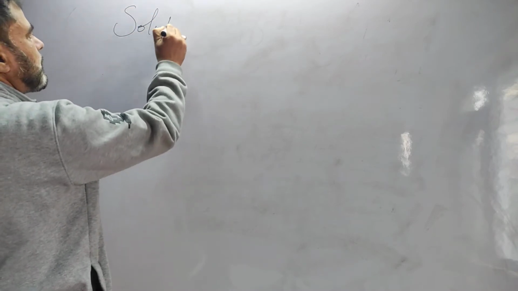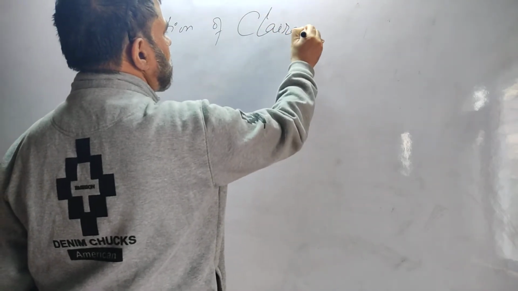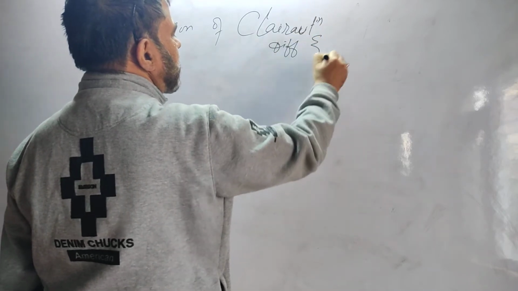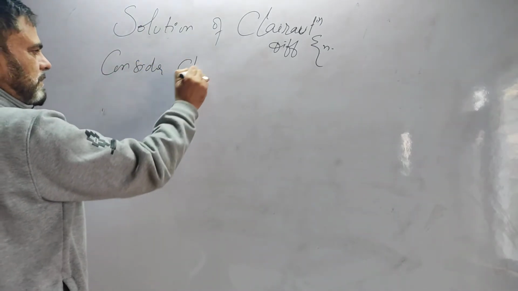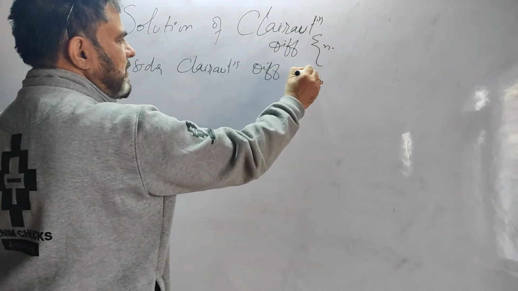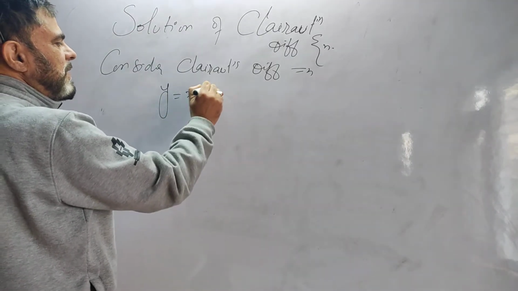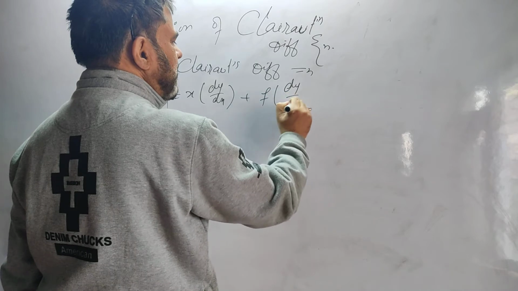Well, this is the solution of Clairaut's differential equation. Consider Clairaut's differential equation. What is this? y is equal to x times dy by dx plus some function of dy by dx.